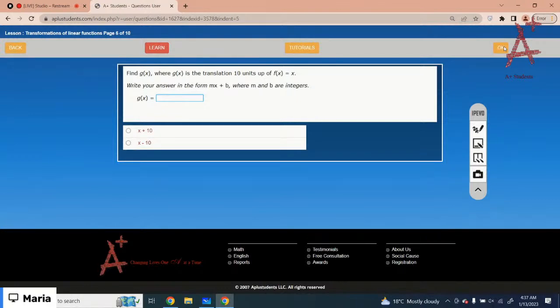Okay, find g of x, where g of x is the translation 10 units up of f of x equals x. So which is the correct option? It is translated 10 units up, got it? That means it would be x plus 10, got it? So just select the correct option, then click on the OK button.